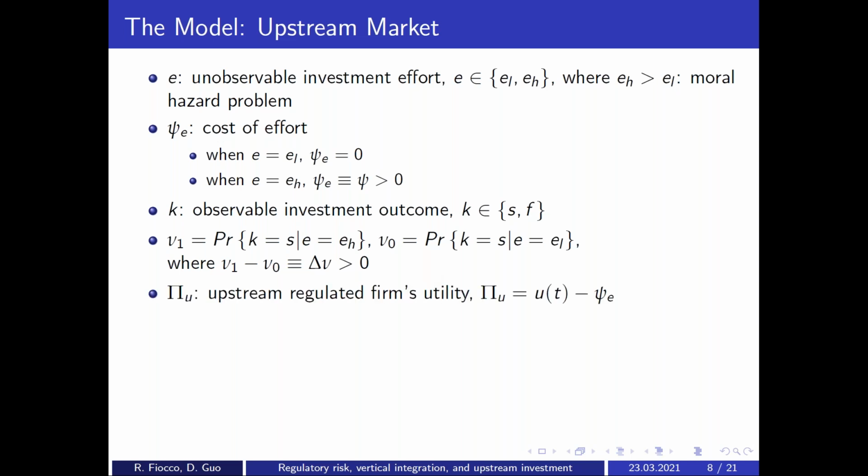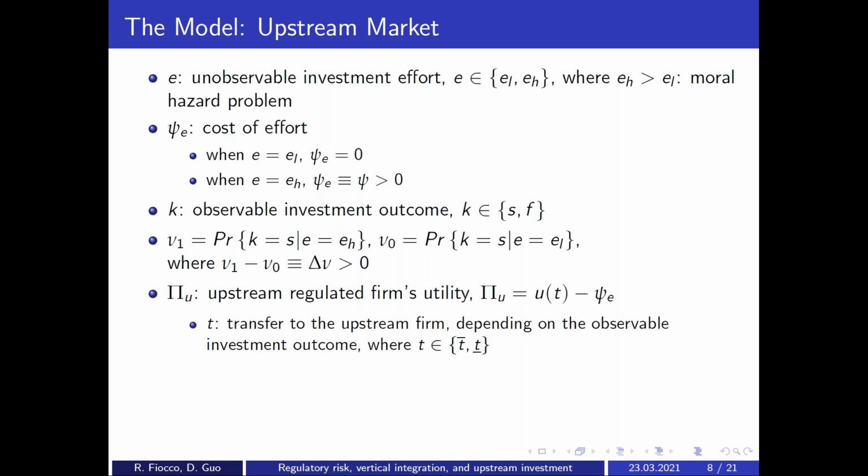And you can imagine the upstream firm would like to maximize its utility. It receives transfers determined by the regulator, which depend on the observable investment outcome. If the investment is successful, the upstream firm will get T upper bar. Otherwise, it will get T lower bar. In line with regulatory practices in most countries, the upstream firm is protected by limited liability that ensures non-negative payoffs. Because the cost of low effort here is 0, the limited liability constraint here is that T is non-negative.